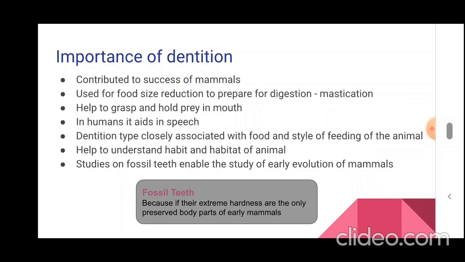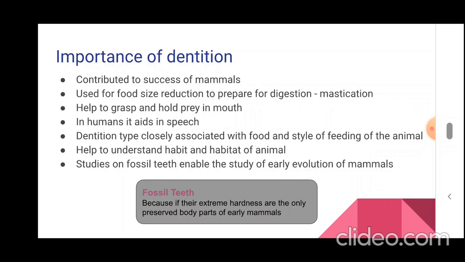Next is the importance of dentition. Why is dentition important? It has contributed to the success of mammals. That is the first thing. It is used for food size reduction to prepare for digestion. That is known as mastication, food size reduction. It helps to grasp and hold prey inside the mouth. In humans, it aids in speech also.